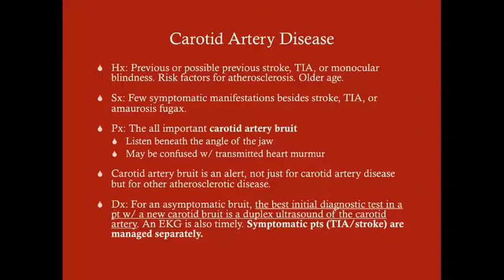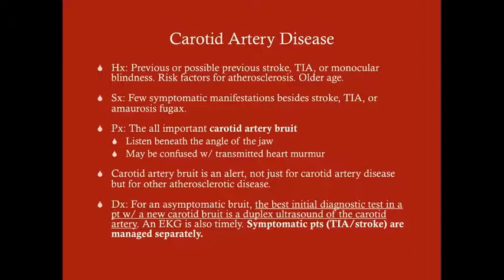So the carotid artery bruit is usually going to be heard right around the angle of the jaw, right around where you can palpate the pulse of the carotid artery, and that's right about where the common carotid artery splits into internal and external carotid. And that's just because that's the most common place for people to get plaques developing in their carotid artery. It can be confused with a transmitted heart murmur.